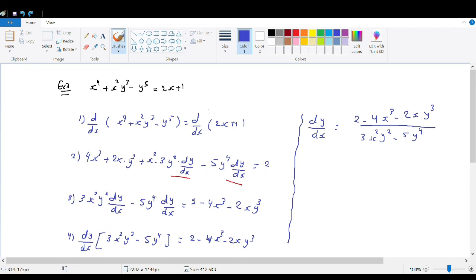Which is equal to, for this side we have 2x plus 1, so the derivative of 2x will be 2, the derivative of 1 will be 0. Then the third step, we put the terms that contain dy over dx on this side, and we move all other terms to the other side. Then we take dy over dx as a common factor, leaving 3x squared y squared minus 5y power 4. Then the last step, we put dy over dx on one side, so that means we need to divide by this bracket. So that is the final result for dy over dx.